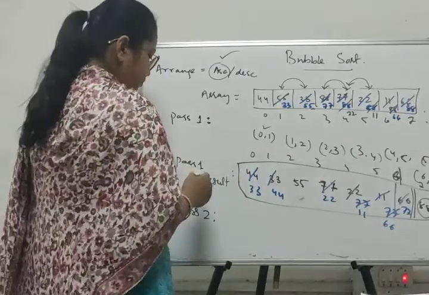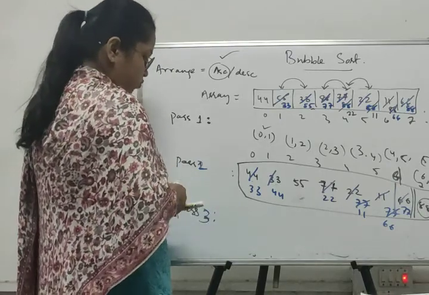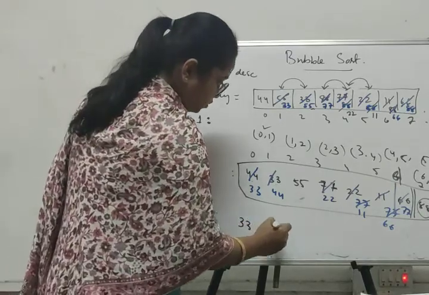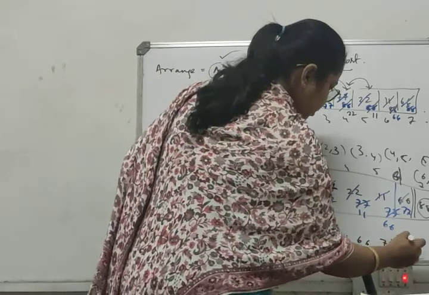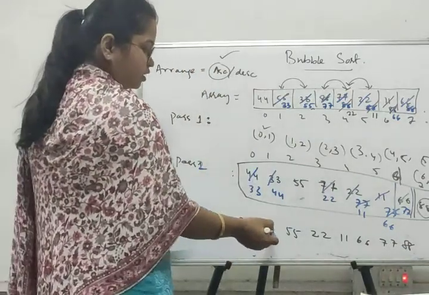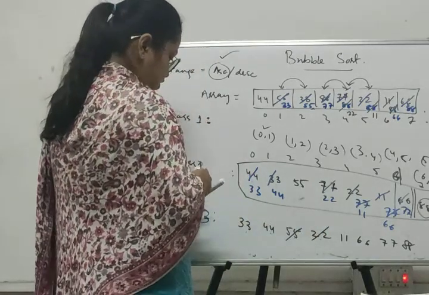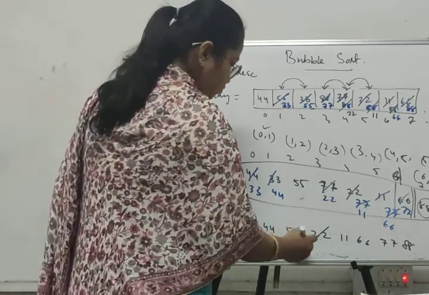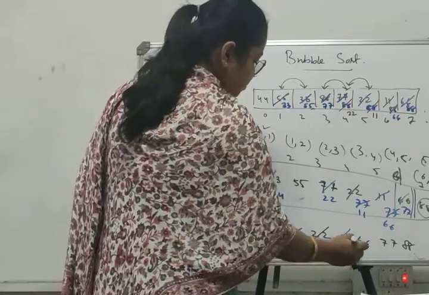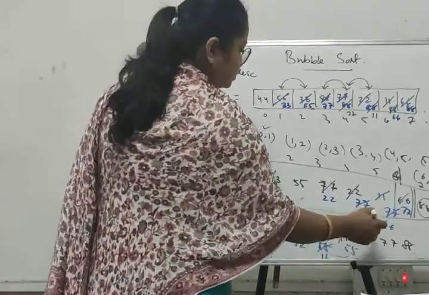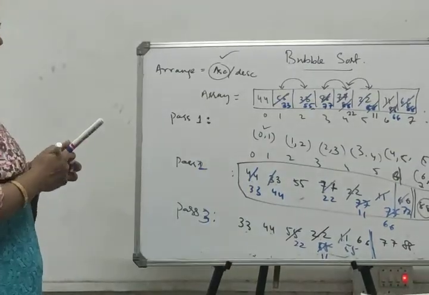Again pass 3. This was pass 2. In pass 3, let's do it. 33, 44, this is the result of pass 2. Now again, let's check. 33, 44, fine. 44, 55, fine. 55, 22, not cool. We have to change it. So what will happen? 22 comes here, 55 comes here. 55, 11, not cool. 11 comes here, 55 comes here. 55, 66, fine. Up to 66 we have to check in pass 3, isn't it? So now we got the result.